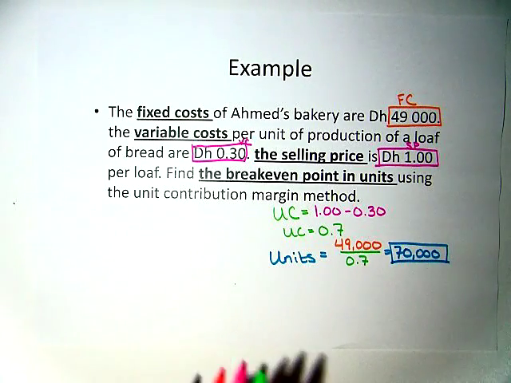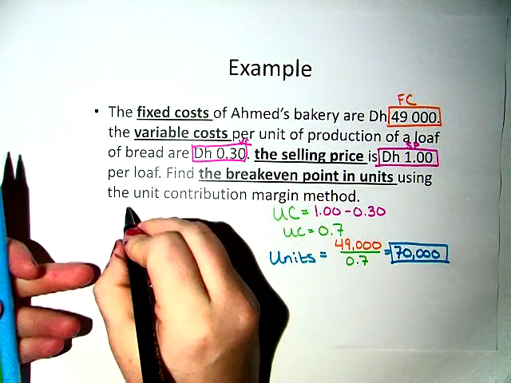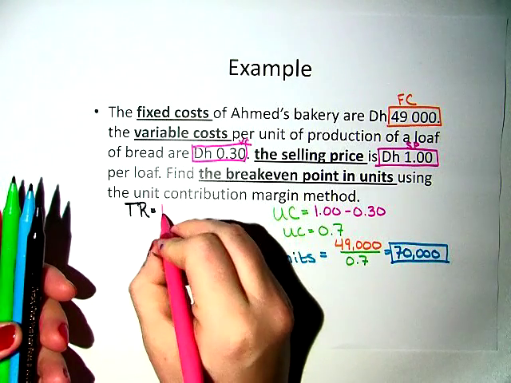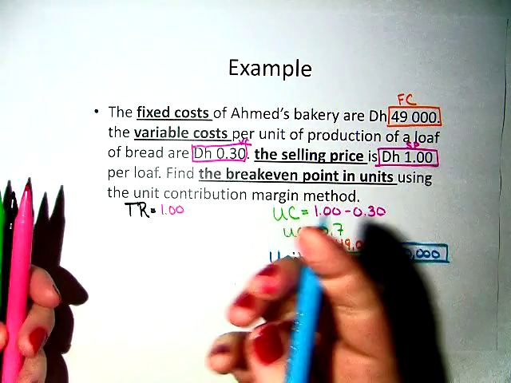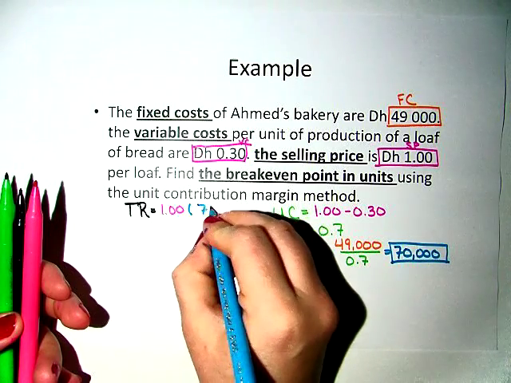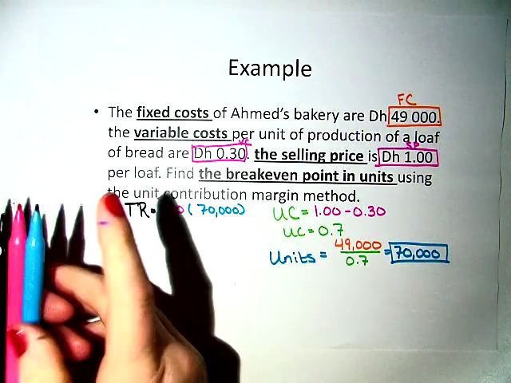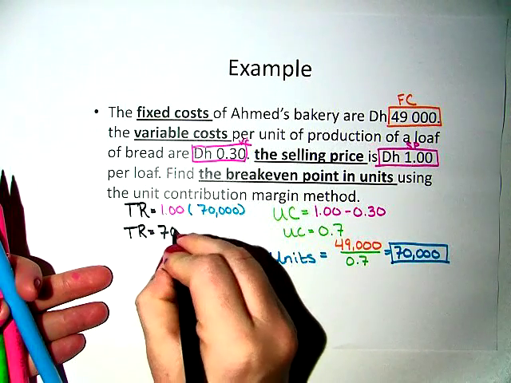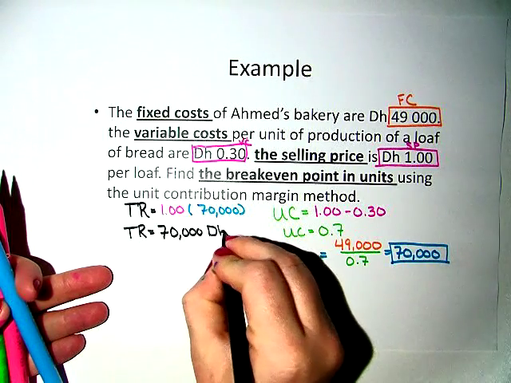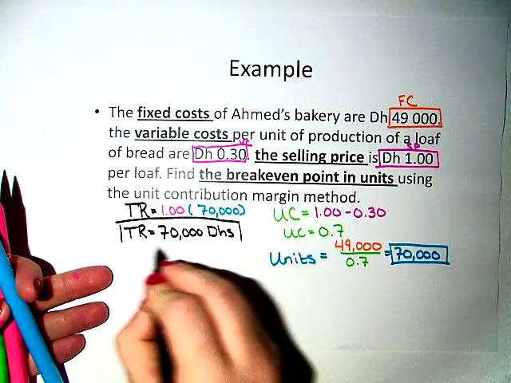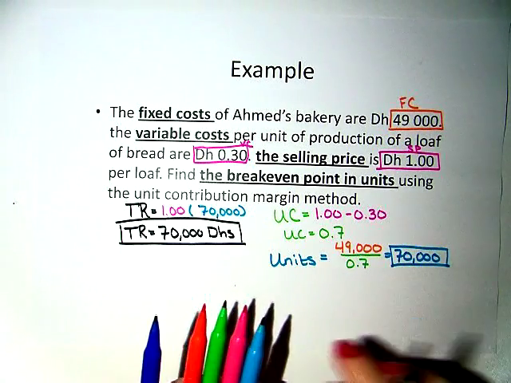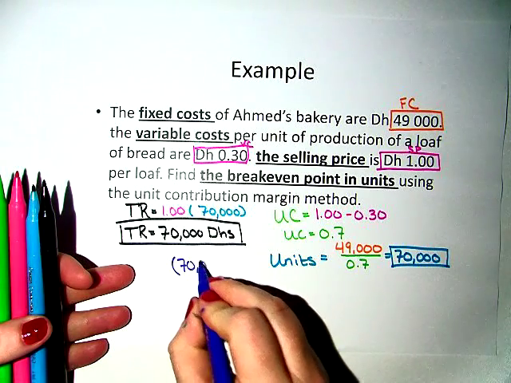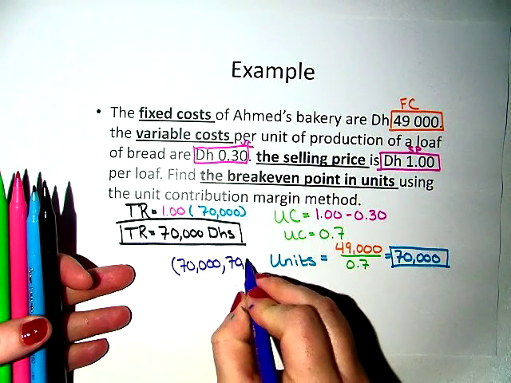Now, if they ask for the break-even point in dirhams, you need to use the total revenue equation. So the total revenue is the selling price, or 1 dirham, multiplied by the quantity, or 70,000. So I get that my total revenue is 70,000 dirhams. So we have the total revenue at the break-even point and the units at the break-even point, so we can get the point: 70,000, comma, 70,000.